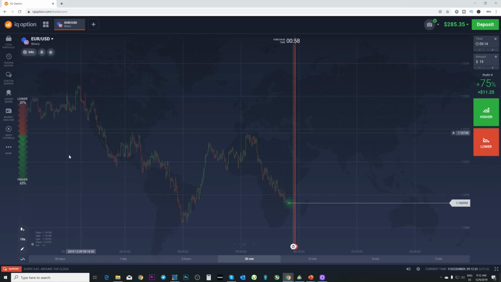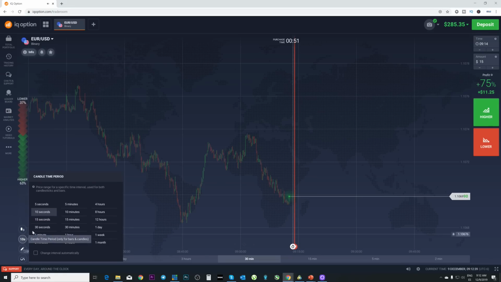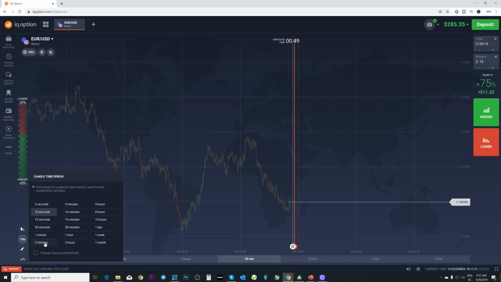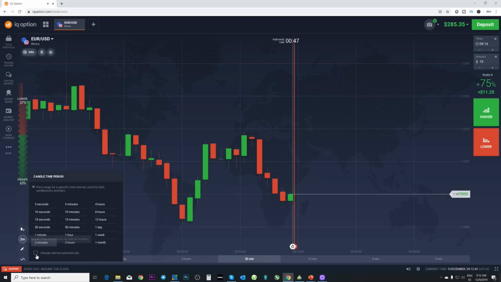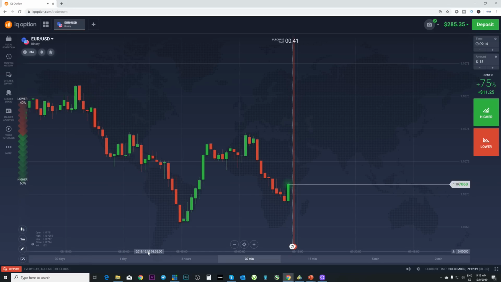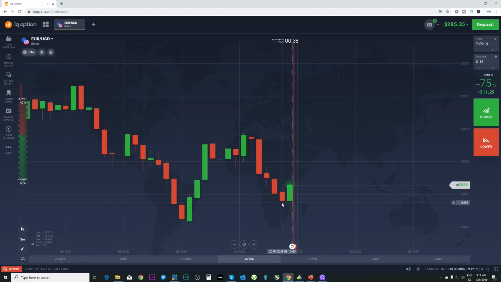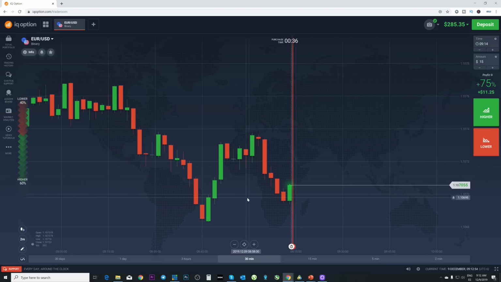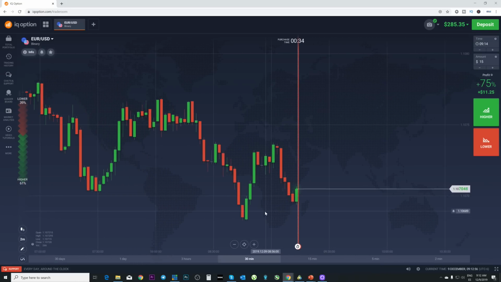Awesome. And then you have to change the candle time period in this area right here, and set it to 2 minutes. Make sure that this is unchecked, not like this. You have to uncheck it and put it at 2 minutes. So here we have 2-minute candles. We're good to go.